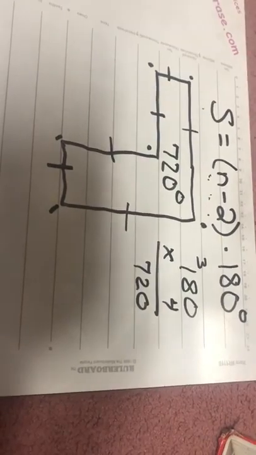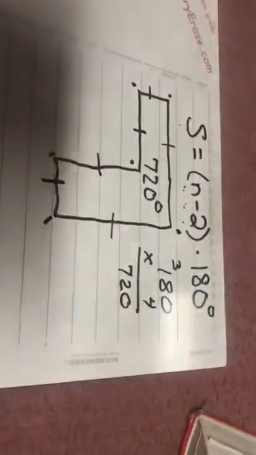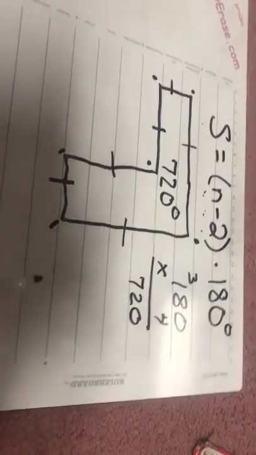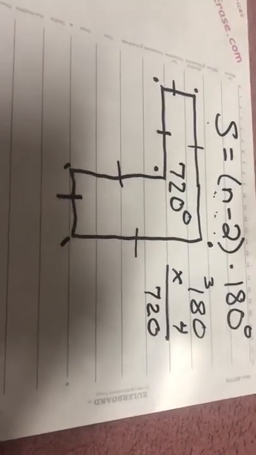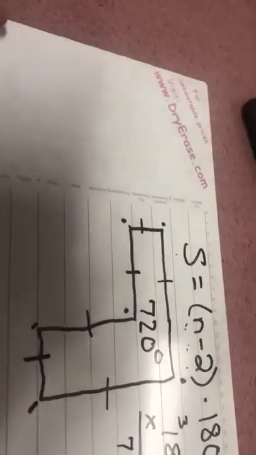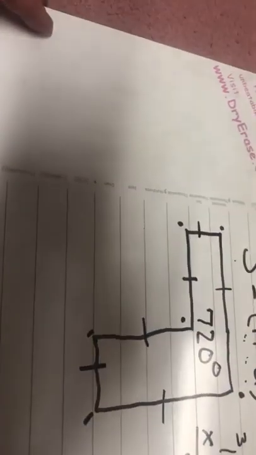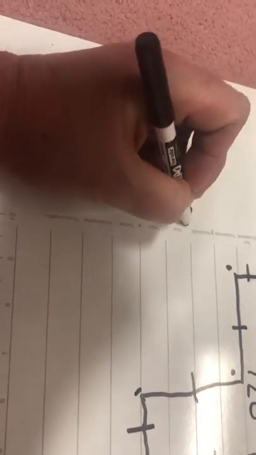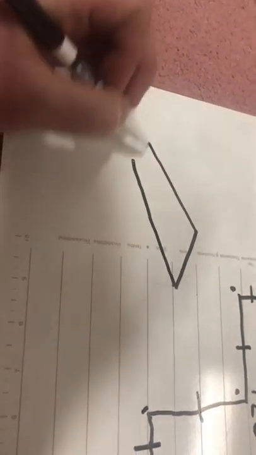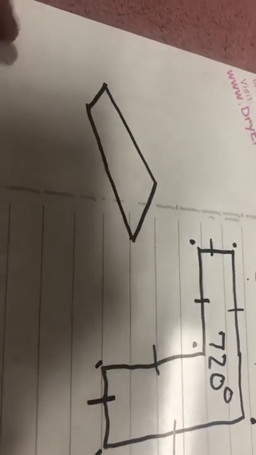You can handle that. So let's look at the next part of using this same formula. S equals n minus 2 times 180 degrees. So we're going to come over here, and we're going to get something that looks like this. Okay, let's get a little figure here. That's an interesting little figure, but there it is.